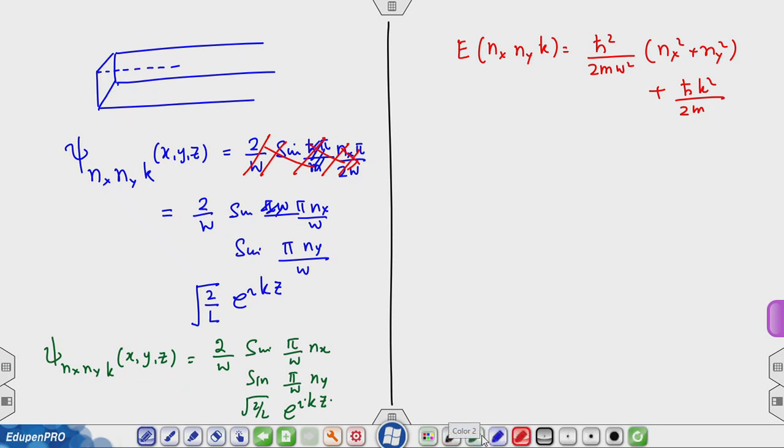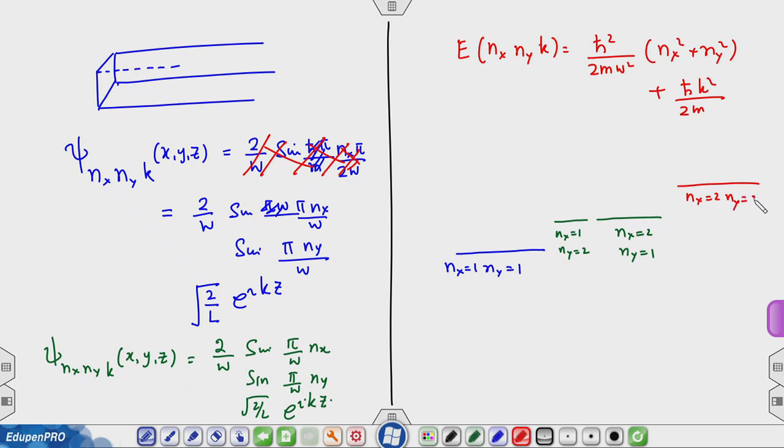Okay. So, let me make the energy levels. Here is the energy level n x equals 1, n y equals 1. Then I have two energy levels, n x equals 1, n y equals 2, or n x equals 2, n y equals 1. And next I have one energy level, n x equals 2, n y equals 2. As I fill the electrons in, first I am going to fill these levels, the k levels.